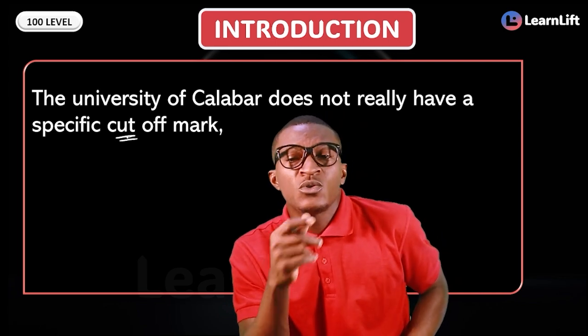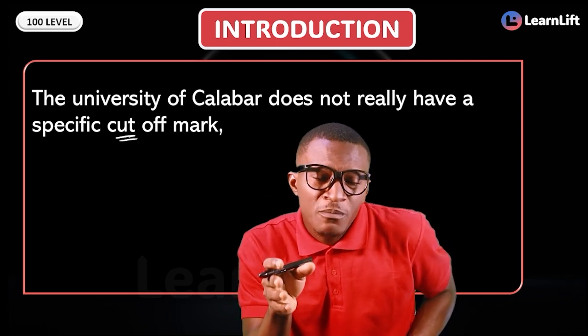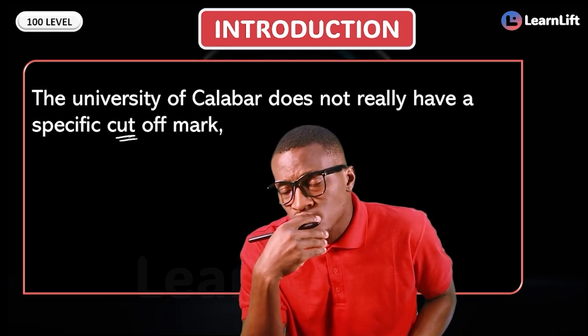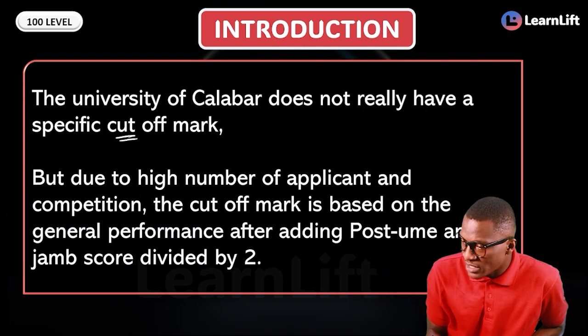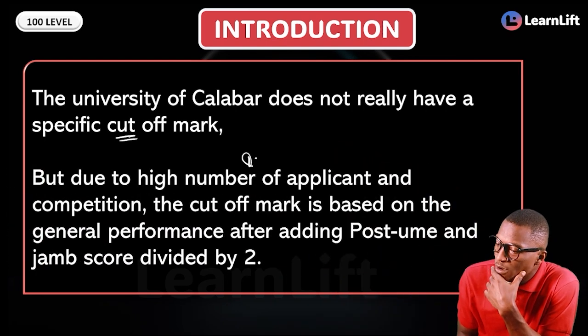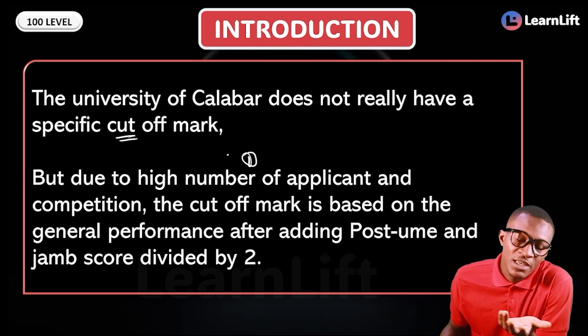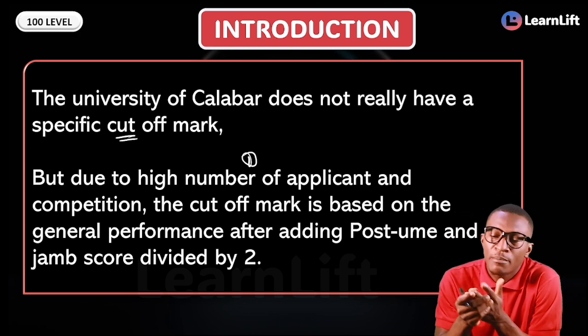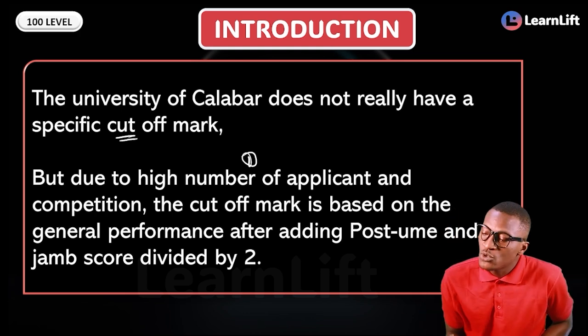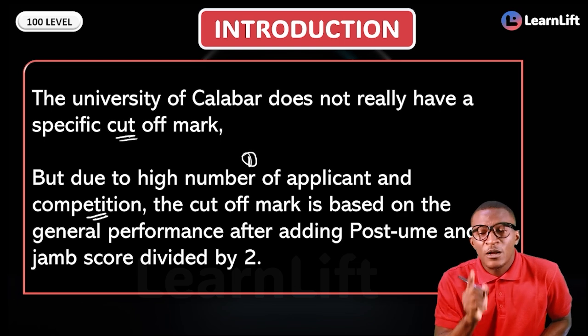What I want you to know is that the cutoff mark depends, number one, on the number of applicants. How many students are applying to this department? Let's say you're applying for law. How many students are applying for law? How many students are applying for medicine? So, number of applicants. Number two is whether the department is competitive.